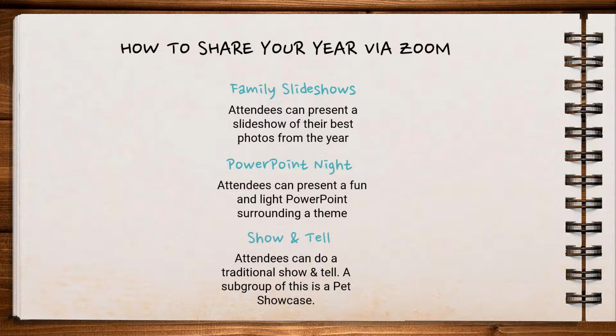Show and tell is really a great version for groups with lots of children. You can ask everyone to gather a favorite object and explain what's cool about it. Themes could be a favorite book, toy, picture you've drawn, or game to play. You could even do a pet showcase where you show off your animals to your friends and family. There's a new puppy in my family actually that I've never met, so I would really enjoy doing this one personally.